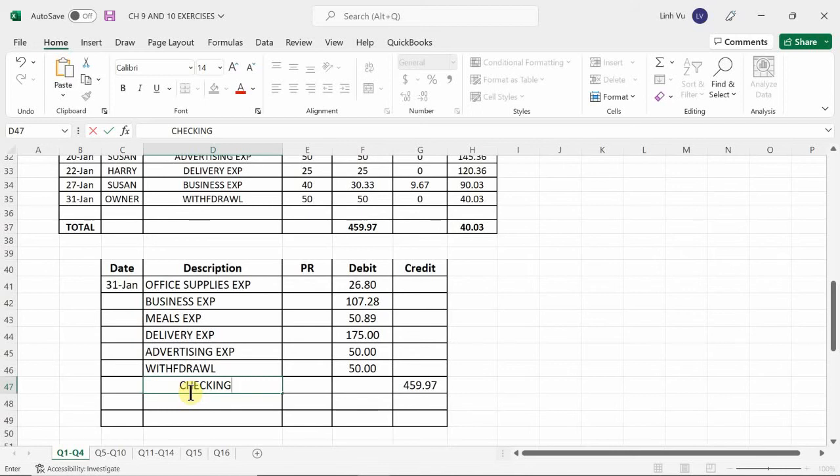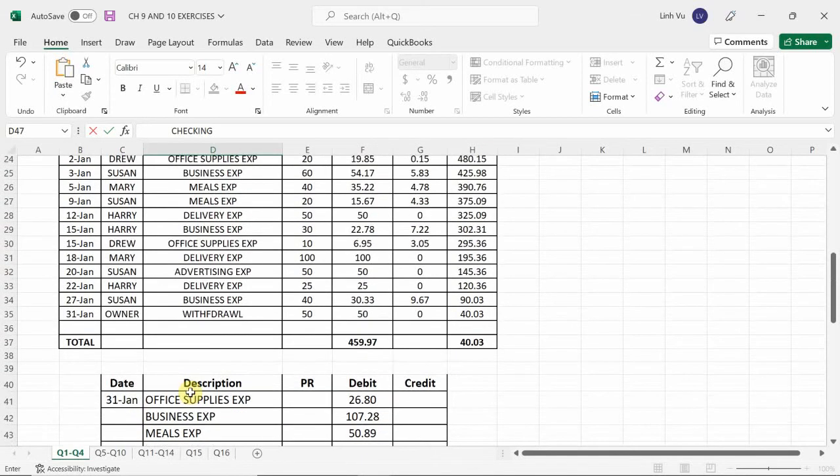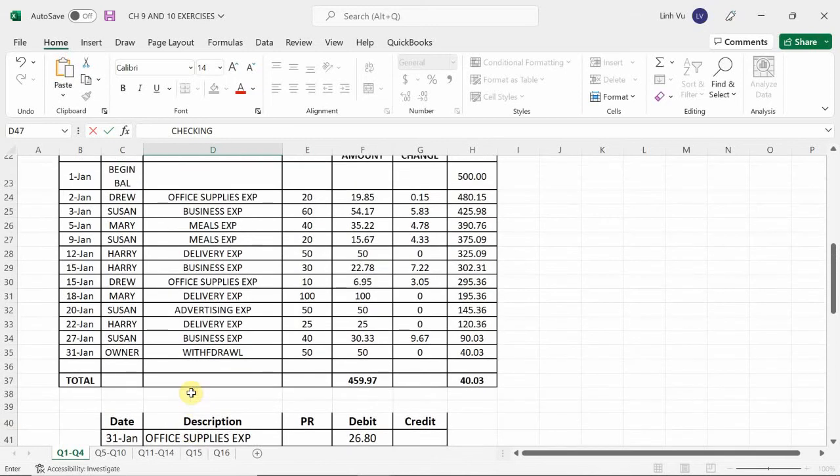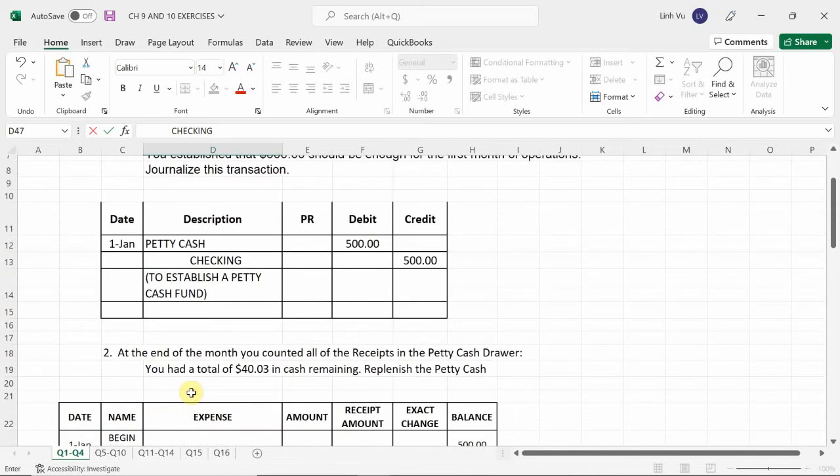Yes. Can I see the first graph that we did? What do you mean, graph? I mean chart. It was the one that, like, we just did, petty cash, checking. Okay, cool.